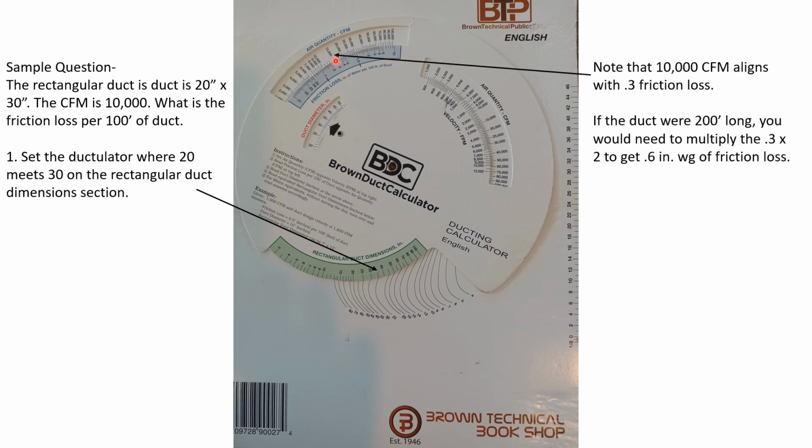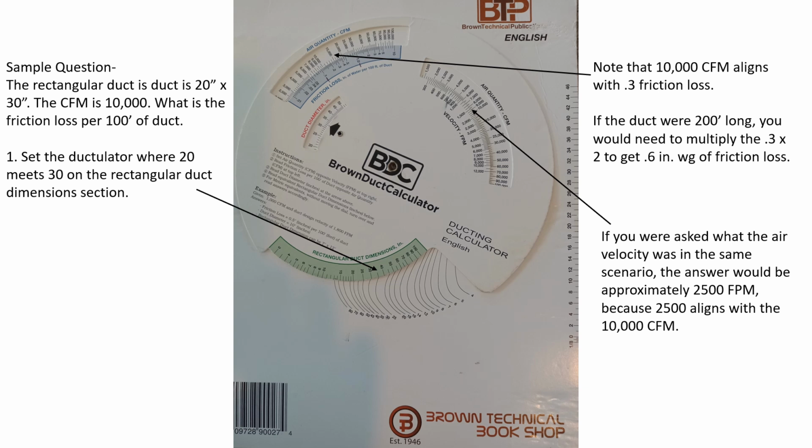We note that across from the 10,000 you're going to get 0.3. So if we're talking 100 feet of duct, which normally is the question, they're not going to change that on you generally, but I want you to be prepared if they do. So 10,000 CFM aligns with 0.3. So it's going to be 0.3 inches of water gauge per 100 feet of duct in that scenario for the friction loss. Now, if the duct were 200 feet long, you'd have to multiply the 0.3 times 2 to get 0.6 inches of water gauge of friction loss. Kind of makes sense. No big deal. You just have to make that adjustment if it's not 100 feet of duct.